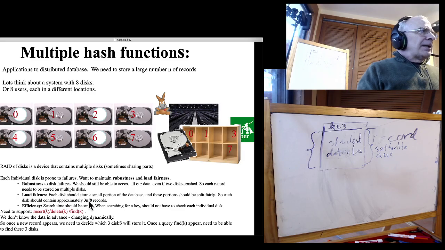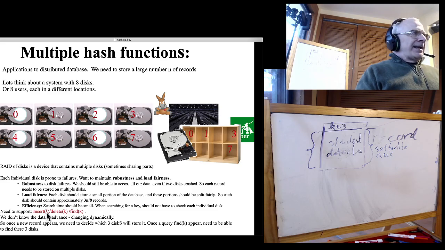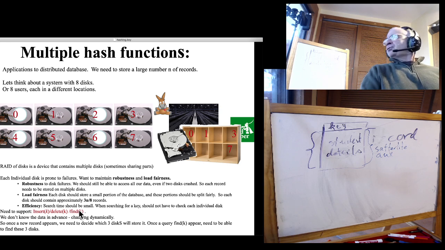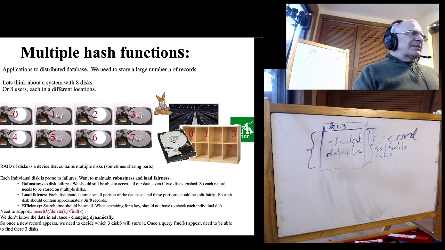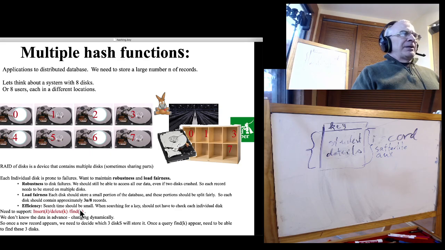So what's the operation that I need to have? Once a new record with a key k appears, I need to be able to insert it, and I want to efficiently decide where I'm going to insert it, which hard drive. I want to also delete it, and mostly to be able to find this record. The student just appeared, this credit card just appeared. I need to be able to access this data on at least one of the places that stores this data.